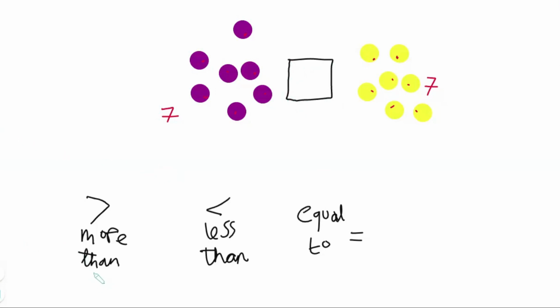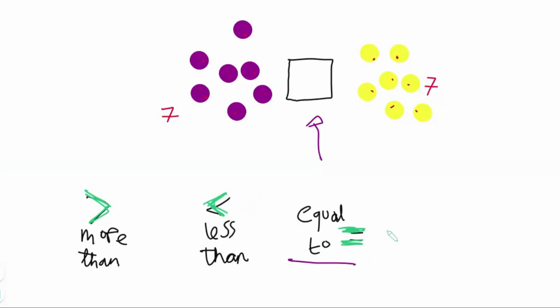Have a think. The symbol will either be more than, it might be less than, it could be equal to, which means the same amount of objects on either side. I'm going to give you a few seconds to have a think. Which symbol goes into the middle? Have you had a good think?